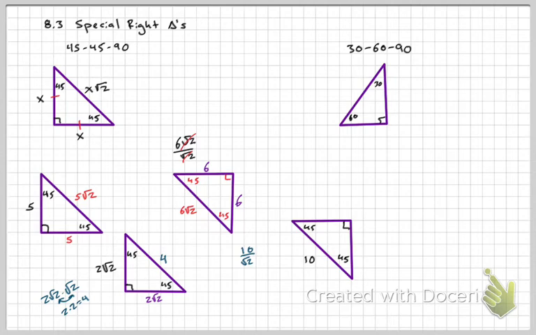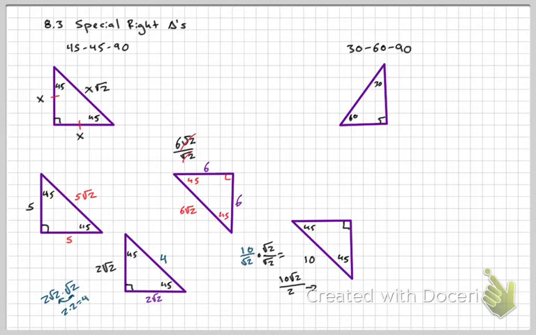And if you remember back to when we were simplifying radicals, we cannot leave a radical in the denominator. So we multiply by whatever's in the denominator to both the numerator and the denominator. So 10 over rad 2 times rad 2 over rad 2. That gets us 10 rad 2 over rad 2 times rad 2, which is 2.